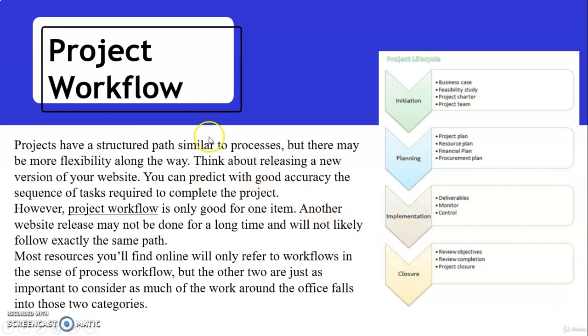So, by taking an example, let's think about releasing a new version of your website. You can predict with good accuracy the sequence of tasks required to complete the project. You have to basically write code, buy a domain, stuff like that. You know what you have to do, you know how you have to do it, you just have to implement it. However, this project workflow, as the name suggests, is only good for one item, because a project can't be for thousands of items. It's only for one item, of course.